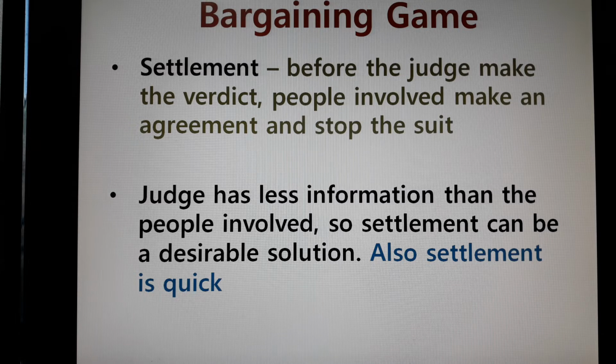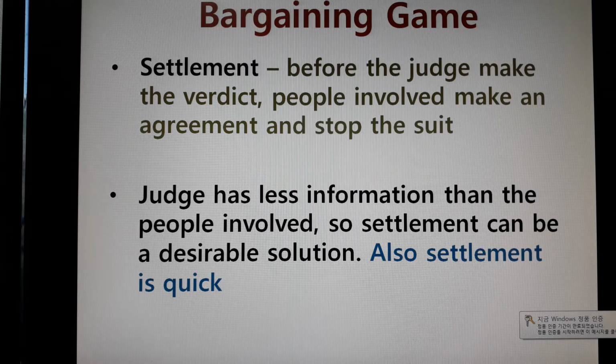So settlement is actually a larger portion. In America, I think 95% of the cases are settled. So the judge sees only 5% of the cases. So there would be much more settlement than actual verdicts by the judge. Okay, and the settlement process is a bargaining process. That's why we have to know about the settlement process, the bargaining process.